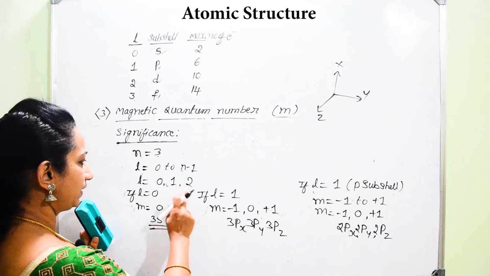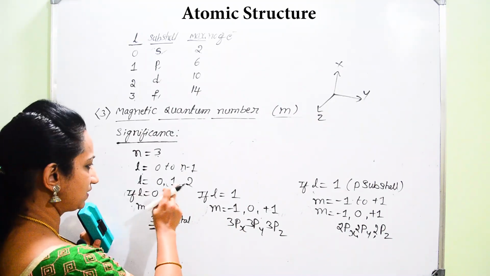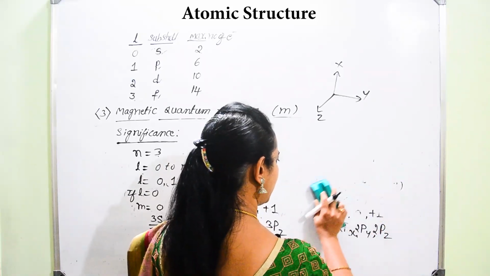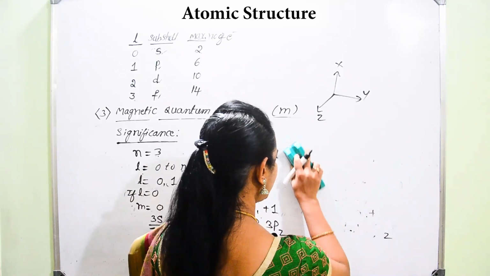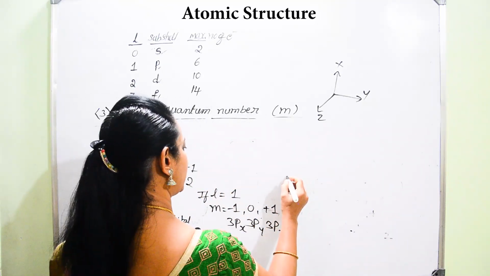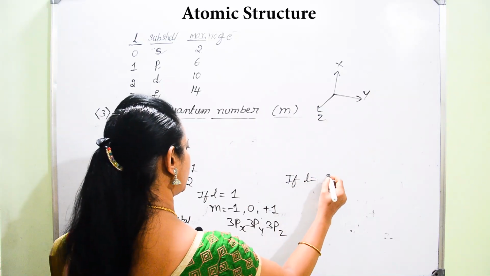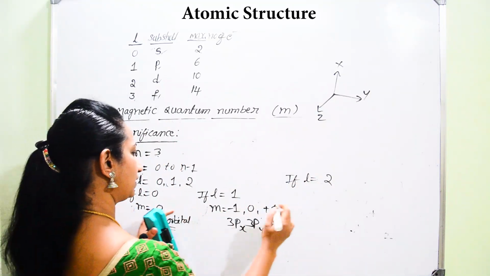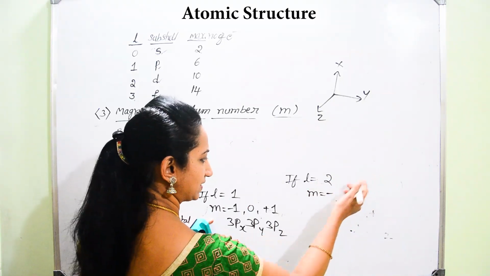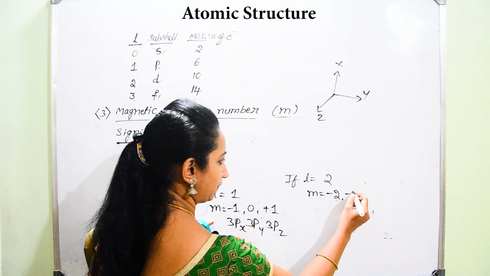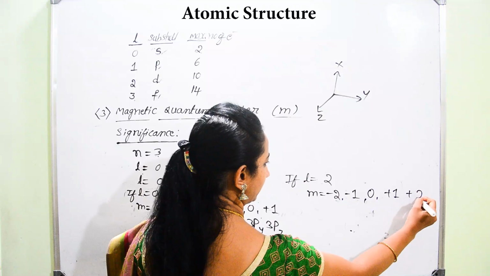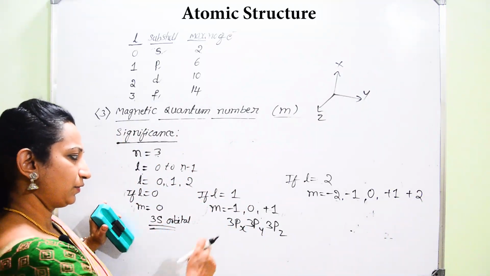This is the correct way of representation. Got it? And in case one more number is there, if l is equal to 2, then there is another set of numbers for the orbitals, that is magnetic quantum numbers. If l is equal to 2, then m starts from minus l and ends with plus l. Therefore, minus 2, after minus 2, minus 1, 0, plus 1 and plus 2. Here you don't get confused.